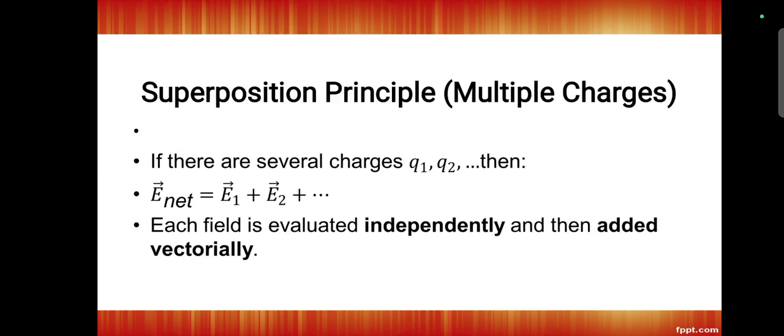After knowing the basics, next is the superposition principle for multiple charges. Let the first charge be Q1, the second charge Q2, etc., up to several charges. So the net electric field intensity E net is calculated as E net is equal to E1 vector plus E2 vector plus etc., up to the last charge. Each field is evaluated independently and then added vectorially.